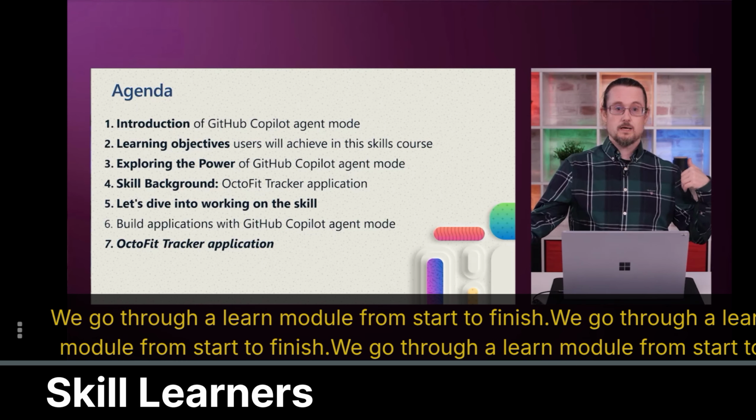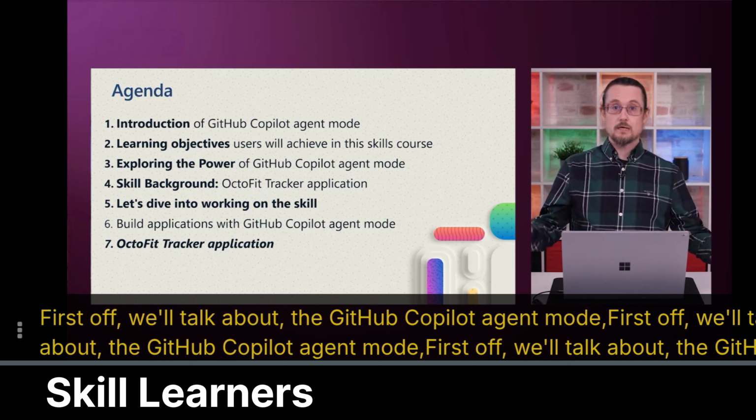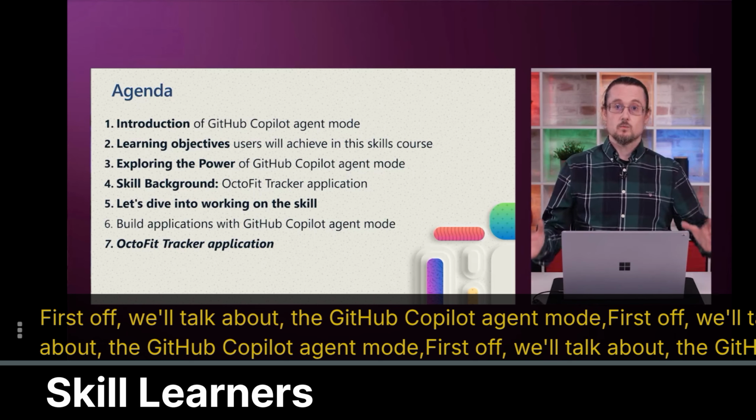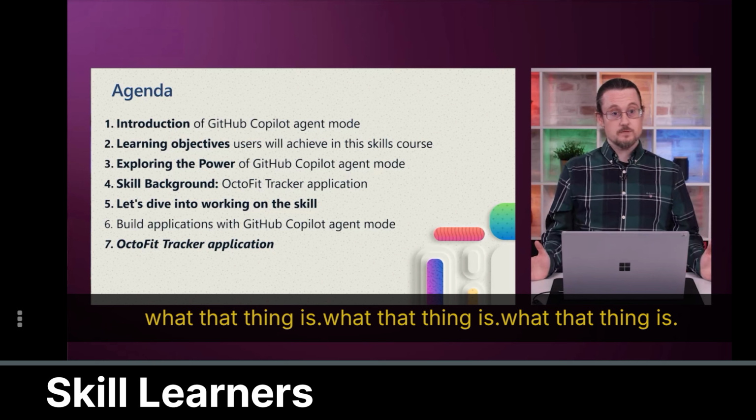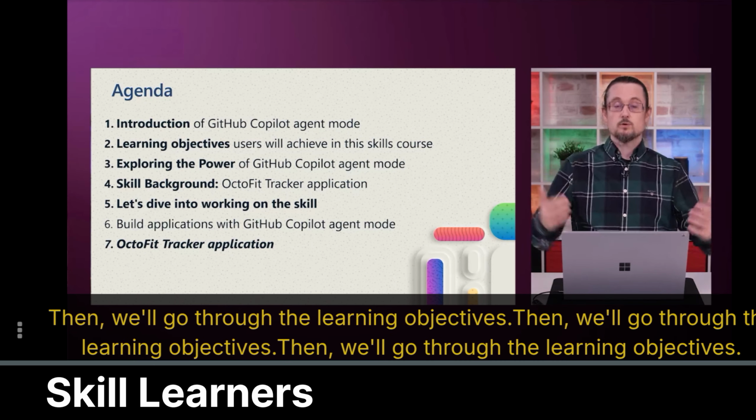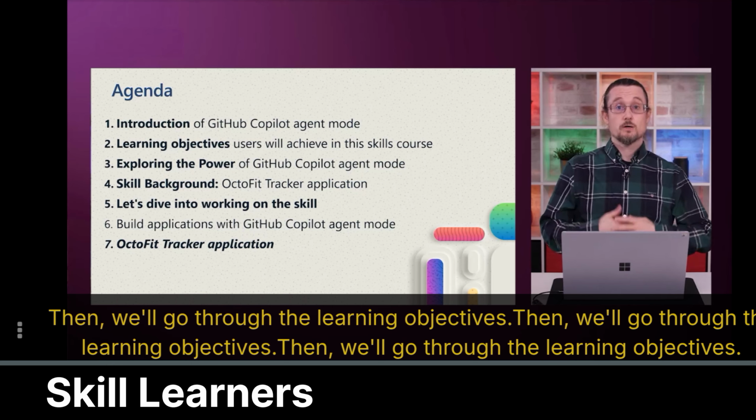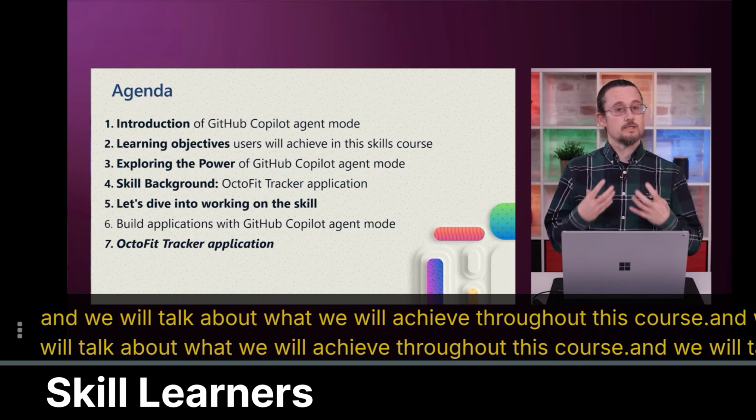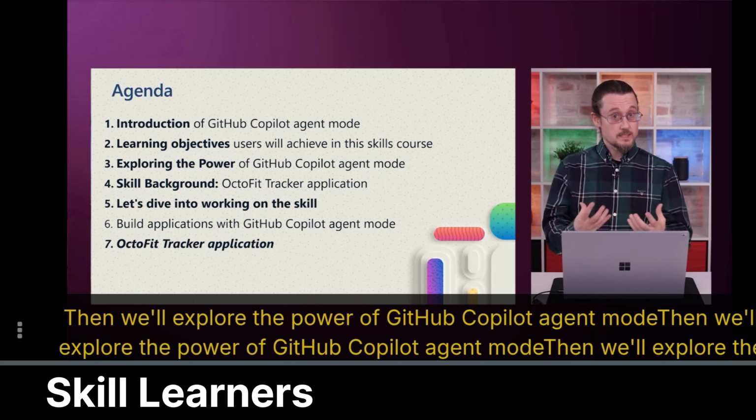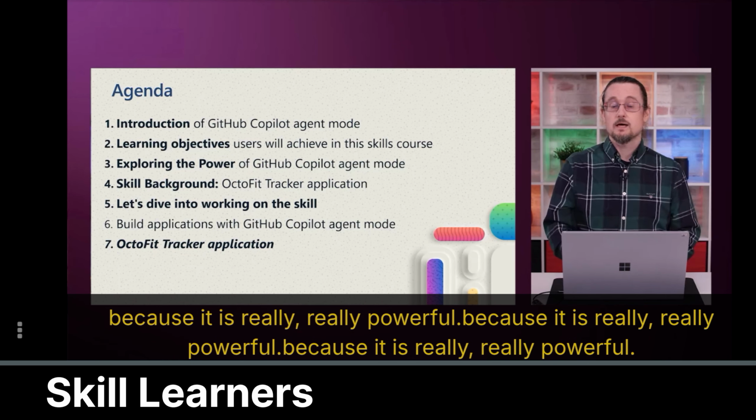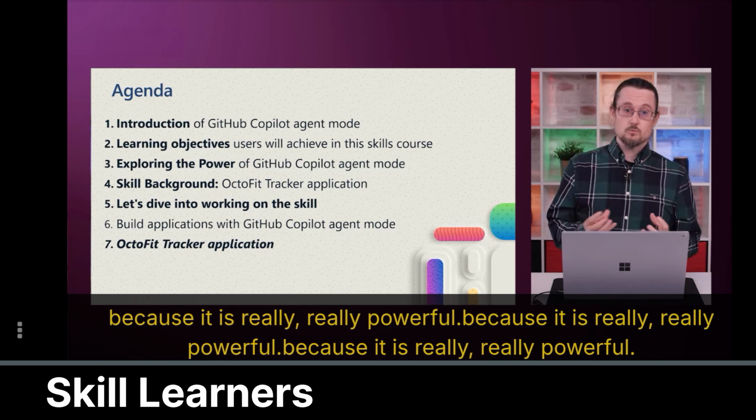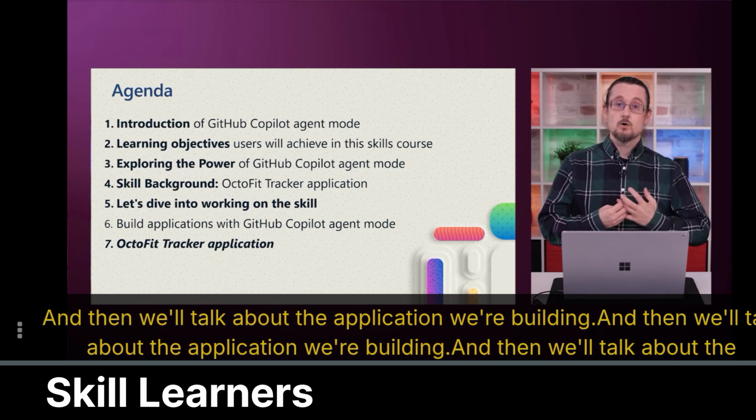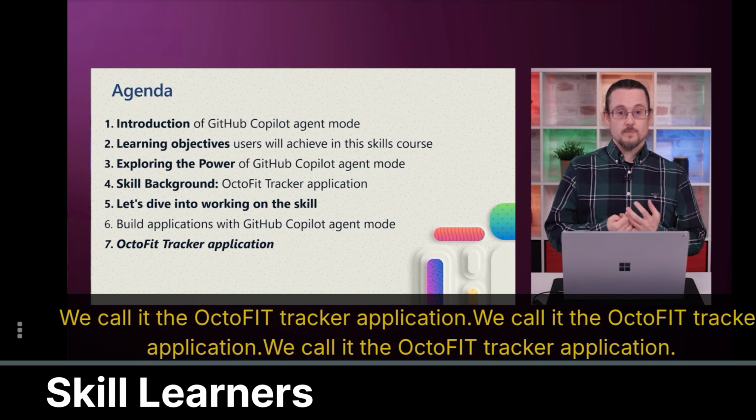First off, we'll talk about the GitHub Copilot agent mode, what that thing is. Then we'll go through the learning objectives. All Learn modules out there have a learn objective, and we will talk about what we will achieve throughout this course. Then we'll explore the power of GitHub Copilot agent mode, because it is really, really powerful. And then we'll talk about the application we're building. We call it the Octofit Tracker application.